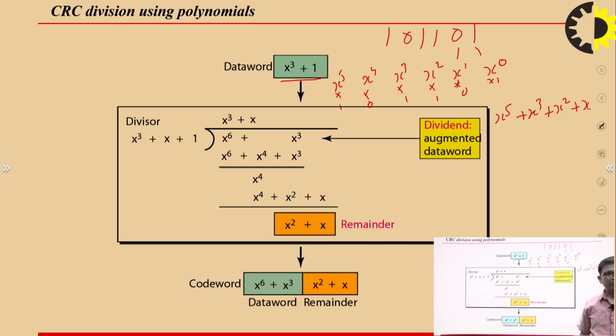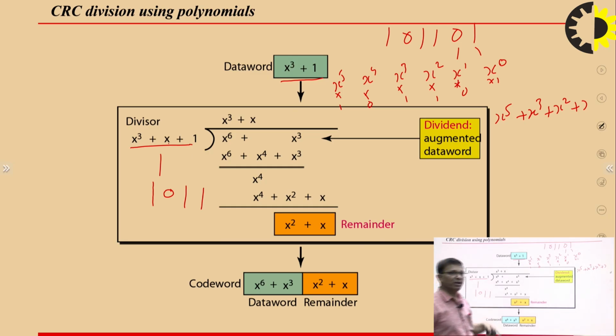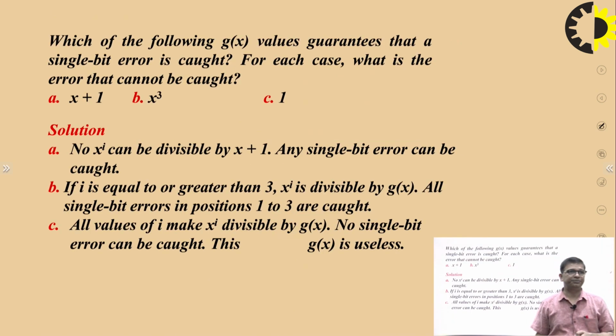This is also the case where the polynomial terms can be converted into binary. For example, converting this gives 1, 1, 0, 1, and so on, up to the power 3, this 1, 0, 1, 1. This is a divisor. If you are converting this into binary, you can convert in this way.